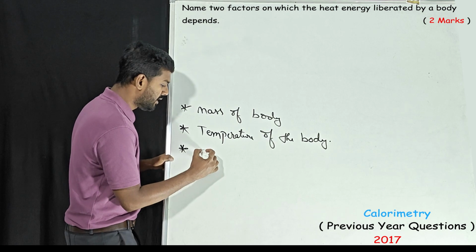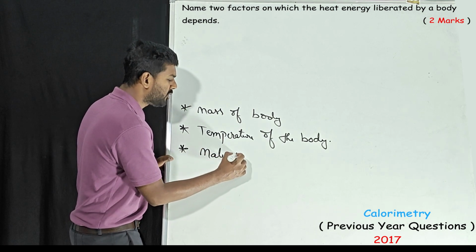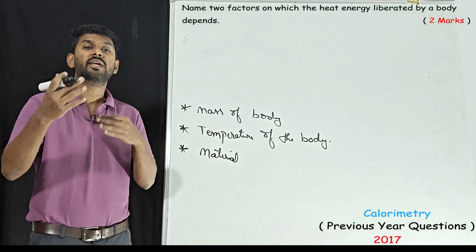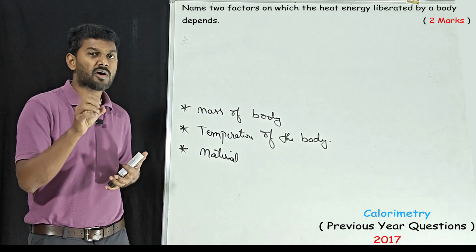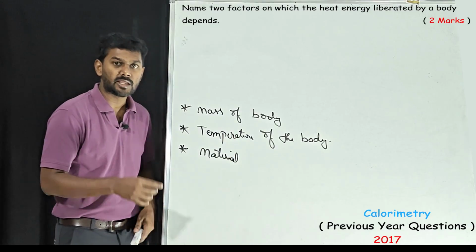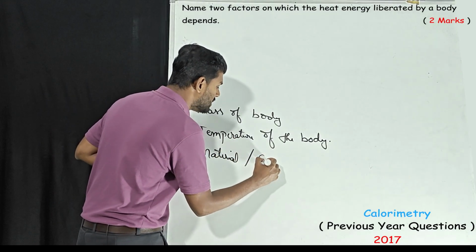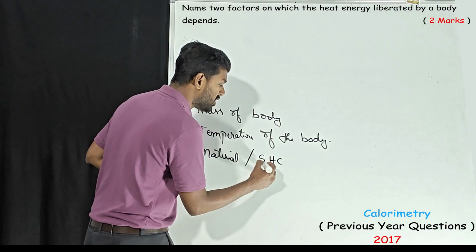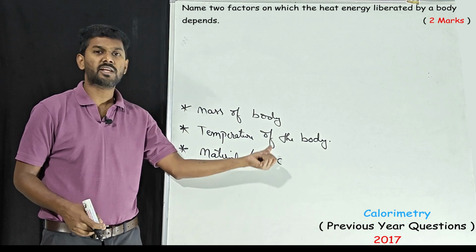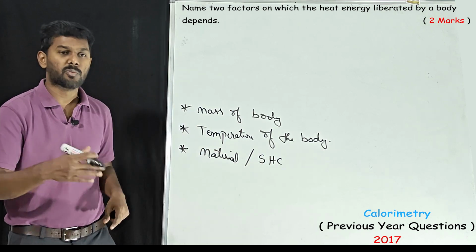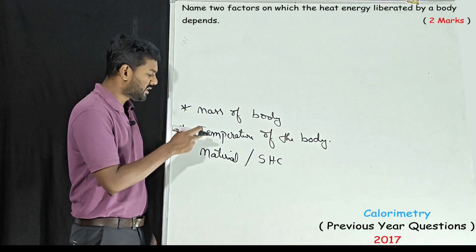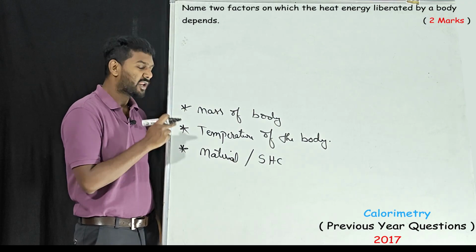Then material. What do you mean by material? Different materials absorb or liberate different amounts of heat energy. See, iron will absorb or liberate more heat energy compared to other metals, correct? So it depends upon the material, or you can write it as specific heat capacity. I will write it in short form, you have to write it in full form. Specific heat capacities of different materials are different. So based on specific heat capacity, it absorbs or liberates more or less heat energy. So these are the 3 factors. They are asking for only 2, you can write any 2.